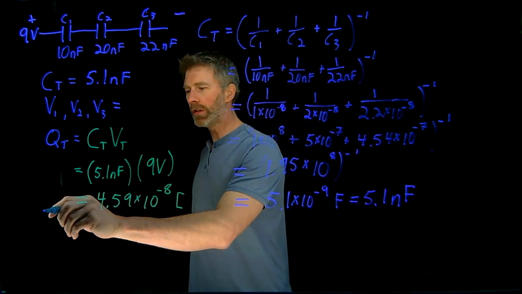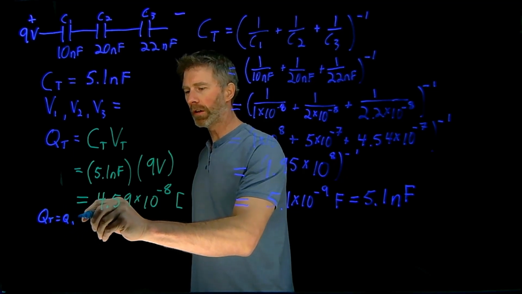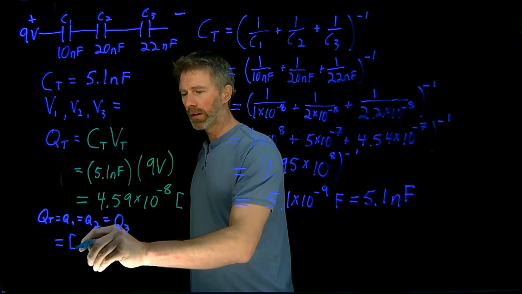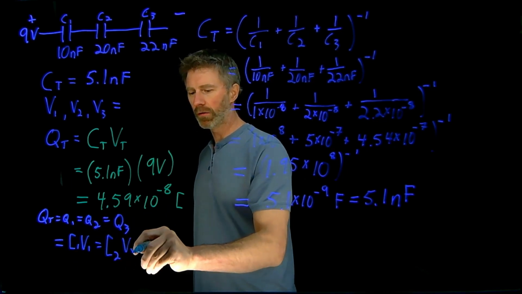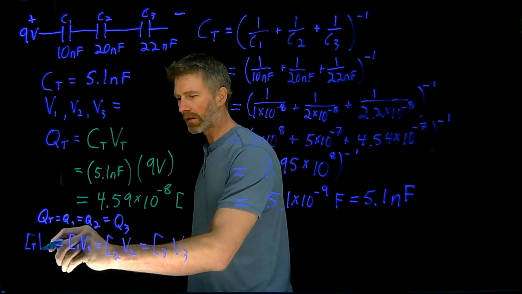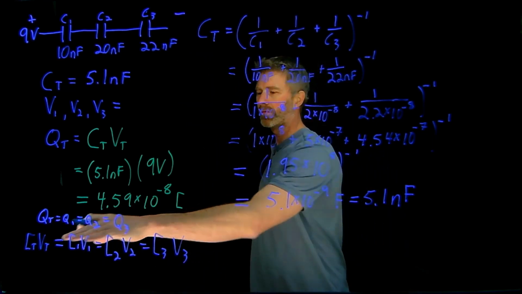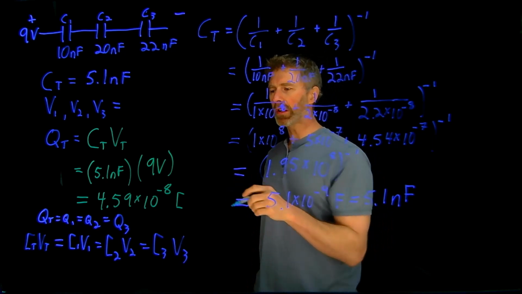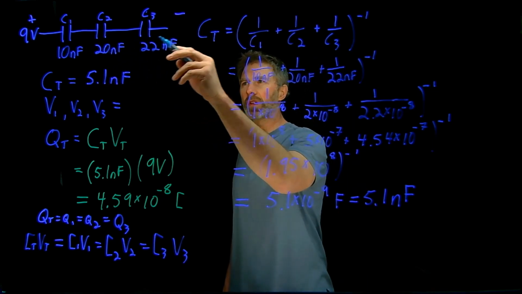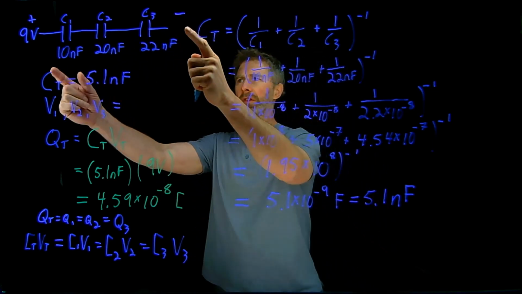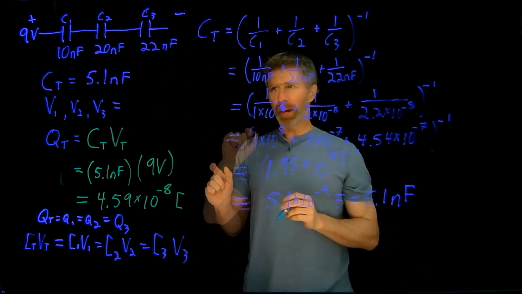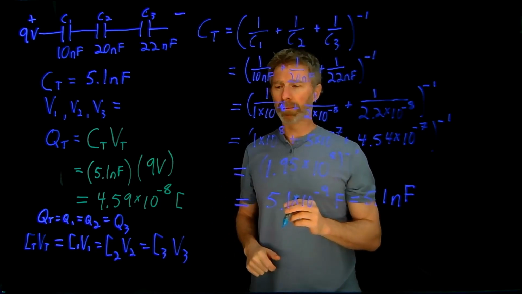And remember, Qt is equal to Q1 is equal to Q2 is equal to Q3. So that's also equal to C1 V1, C2 V2, C3 V3. And if we go back to the original equation, that's total capacitance times total voltage. So all of those pieces are equal to each other. So now we can use this information to figure out what the voltage is across each one of these individual capacitors. The total voltage is 9 volts, but that's not evenly distributed amongst those capacitors. It's going to depend on the capacitance. The higher the capacitance, the less voltage will be across it.